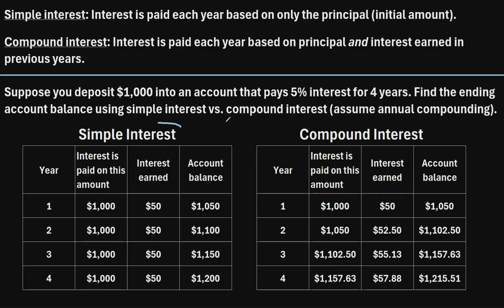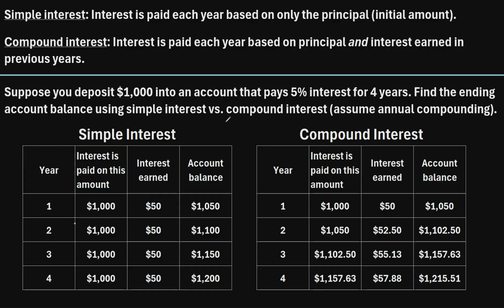So first let's take a look at the scenario with simple interest. So it says that you deposit $1,000 into an account. Using simple interest, in year 1, you're going to get paid 5% of that $1,000. So the interest is being paid on $1,000. So 5% of $1,000 is $50. So you're going to earn $50 in interest in year 1, which means that your account balance at the end of year 1 is going to be $1,050. So it's the initial deposit of $1,000 plus the $50 that you earned.